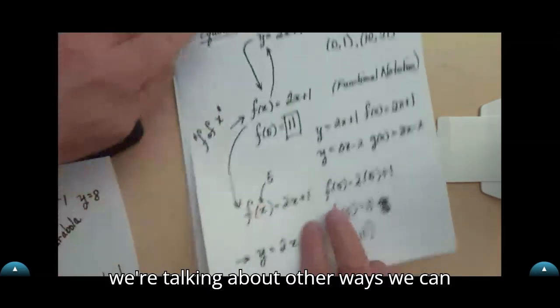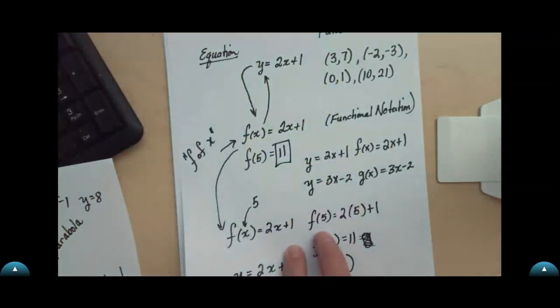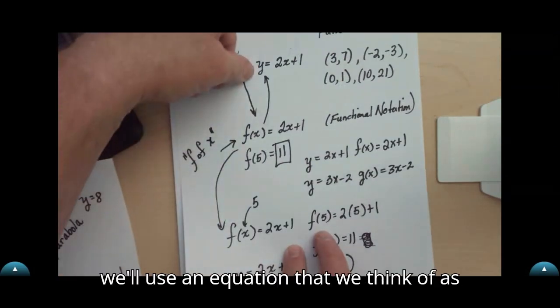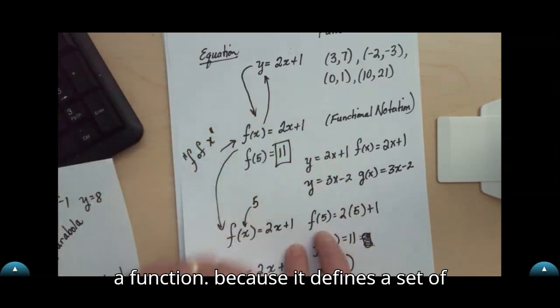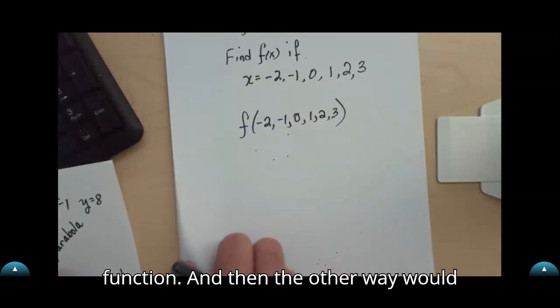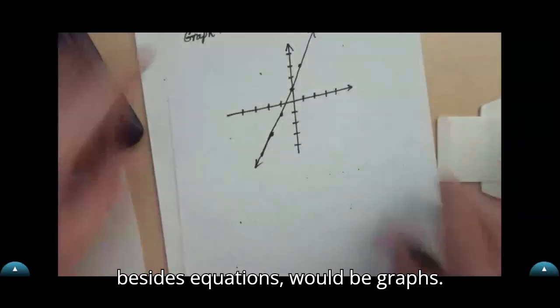So we're talking about other ways we can think of functions besides just as this set of ordered pairs where the first coordinates are different. Sometimes we'll use an equation that we think of as a function because it defines a set of ordered pairs that is actually a function. And then the other way, besides equations, would be graphs.